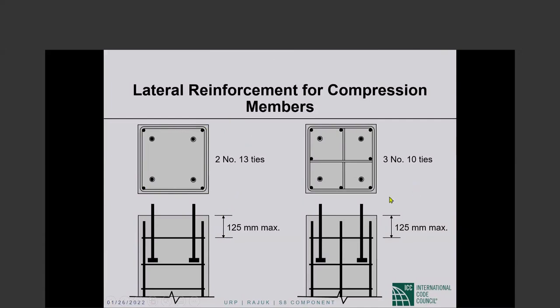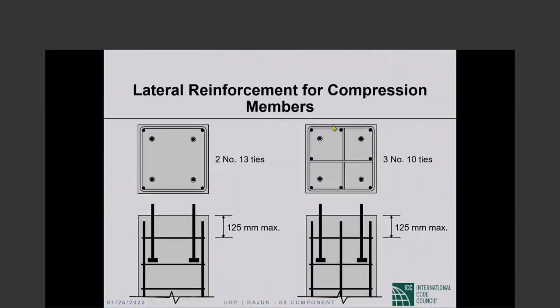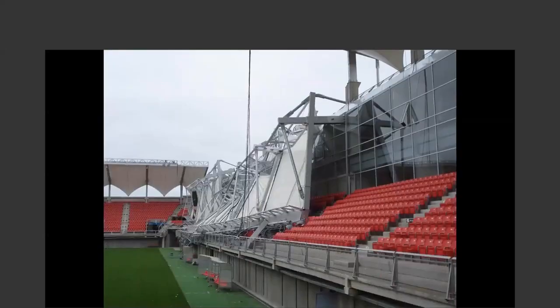Here, the difference between this and that is the column cage has another bar in the middle. So the ties will look like this. There would be cross ties around the middle bar, and those ties and cross ties have to be provided within the 125 millimeter distance, 3 number 10 or 2 number 13. Okay, so this is vitally important. I was trying to make the point.